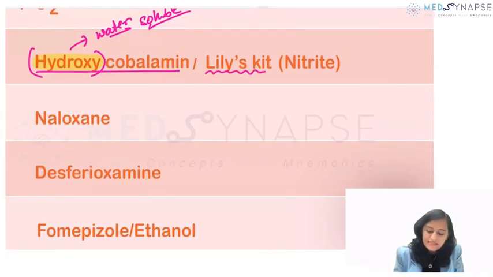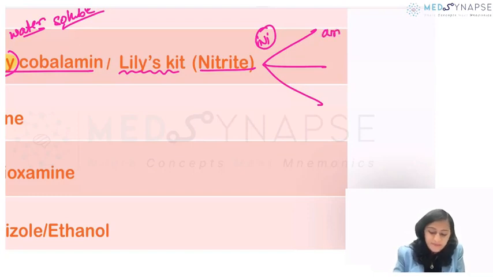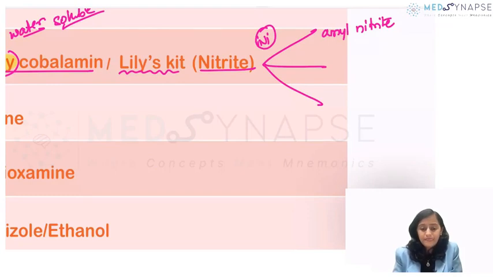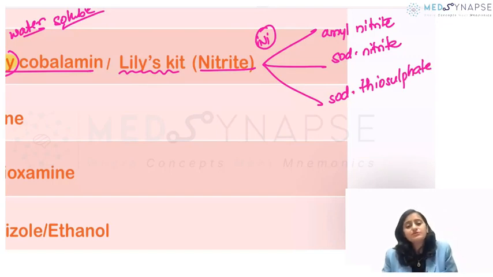And you have the Lilly's kit, which has nitrite. INICET exam question: what nitrite do you have and what other component? You have amyl nitrite. What else do you have? Sodium nitrite. It was a multiple-correct-options question. Amyl nitrite, sodium nitrite, and sodium thiosulfate. Okay, amyl nitrite, sodium nitrite, and sodium thiosulfate.